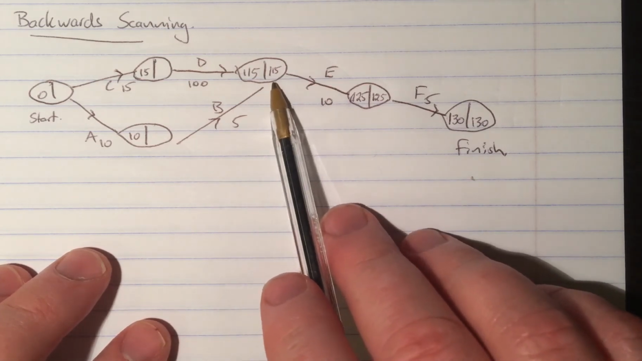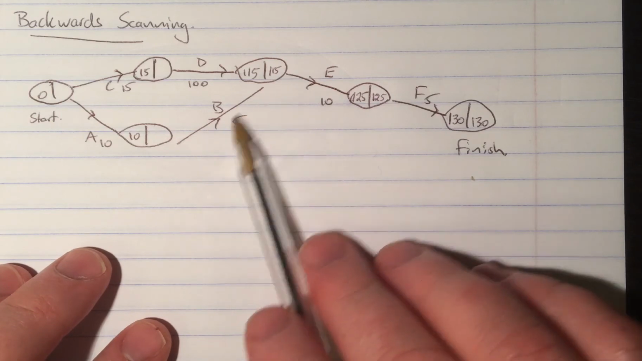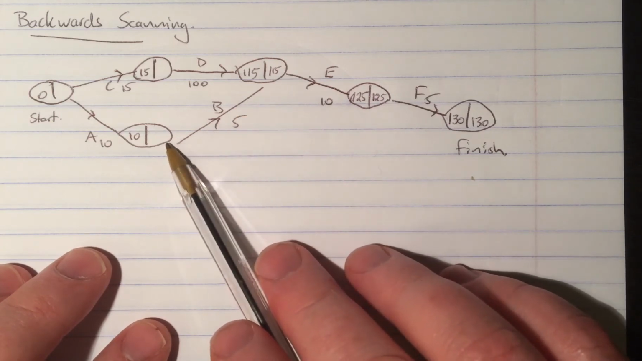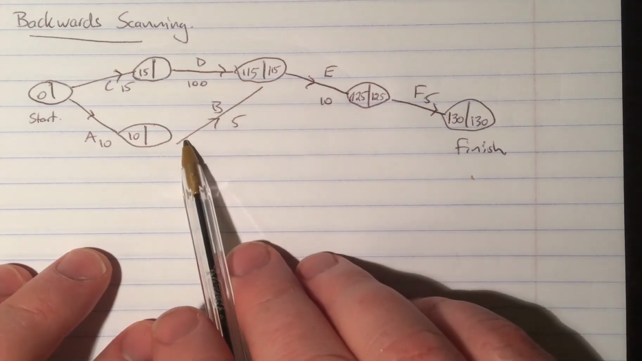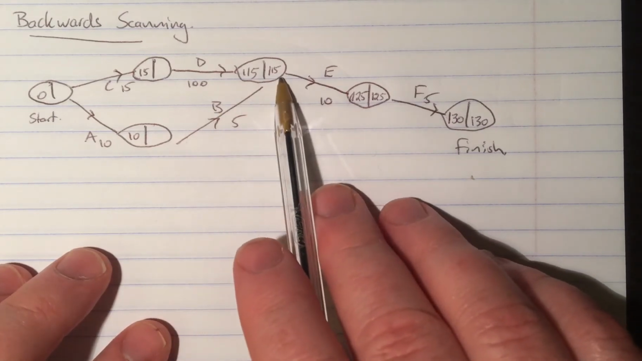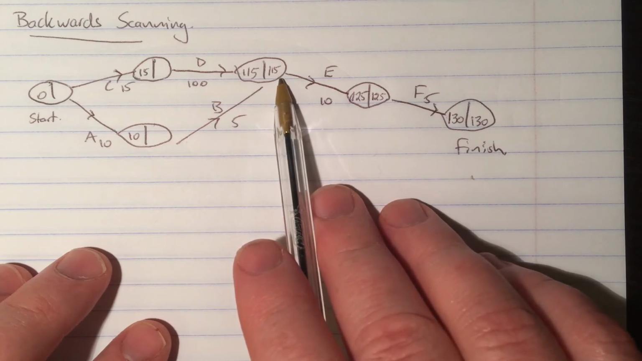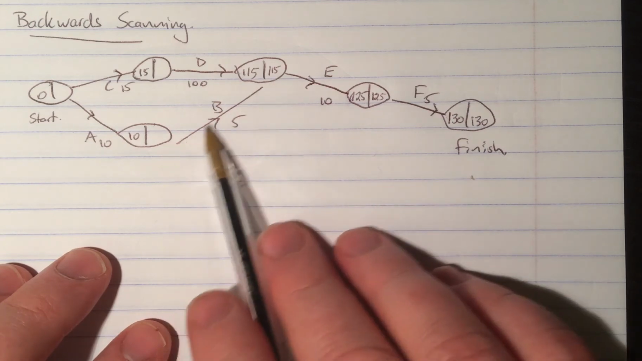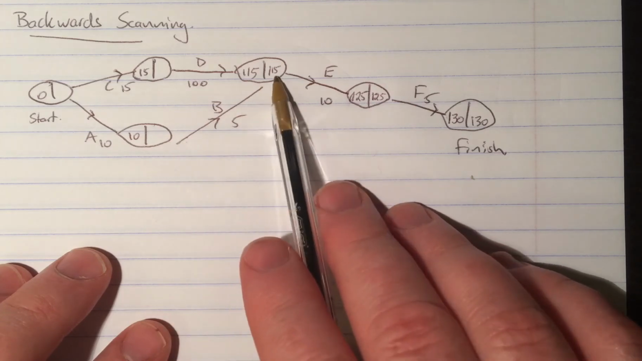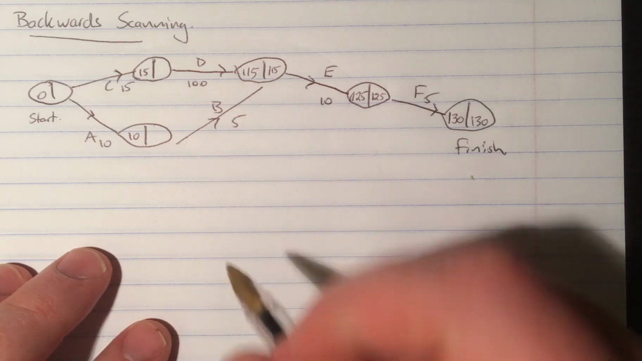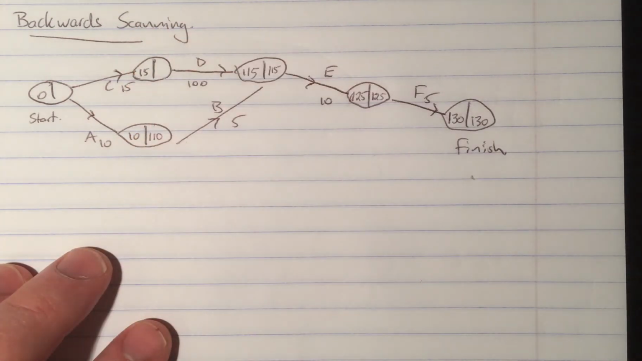We're now going to go back to the latest possible starting time for activity B. Now we don't have to start activity B until 110 time units because it's only going to take 5 time units to be completed, and we don't need to have it completed until 115. So if we start that at 110, that would be sufficient.